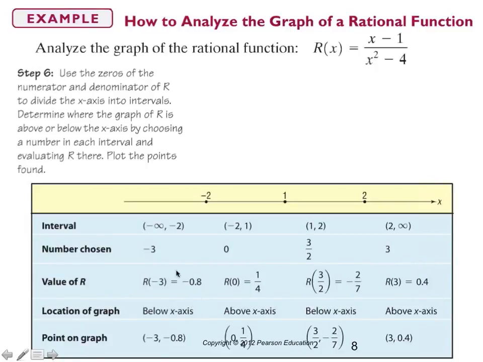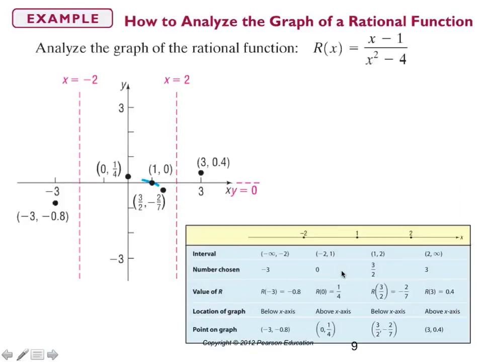So since we have a couple of negative values here, that means that those intervals, we're going to be below our x-axis. Anywhere that we have a positive value, that means we're going to be above our x-axis. And then they're written here as coordinates as well.